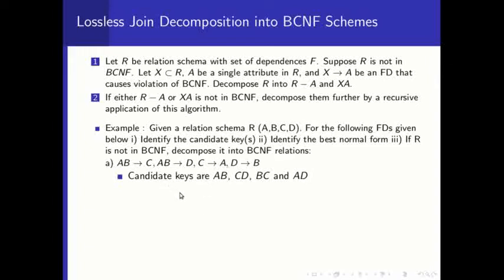Now all other attributes also will come, because BC closure will contain B as well as C and A. Because of AB, D will also come. Similarly, AD will also. Therefore, these four attribute combinations are AB, CD, BC and AD. If you take the closure of these, you will get ABCD. If you take the closure of AD, also you will get ABCD. These four attribute combinations are the candidate keys.